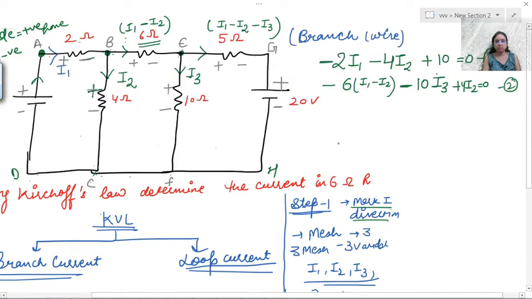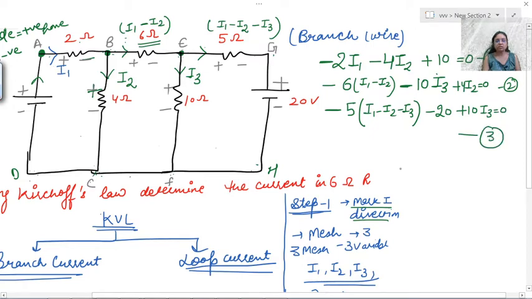Again you need to do the same thing. E to G, that is negative, resistance is 5. How much is the current flowing? That is I1 minus I2 minus I3. Then G to H, that is minus 20. H to F, nothing is there, leave that. F to E, then it would be plus 10 I3 is equal to 0. That is the third equation.